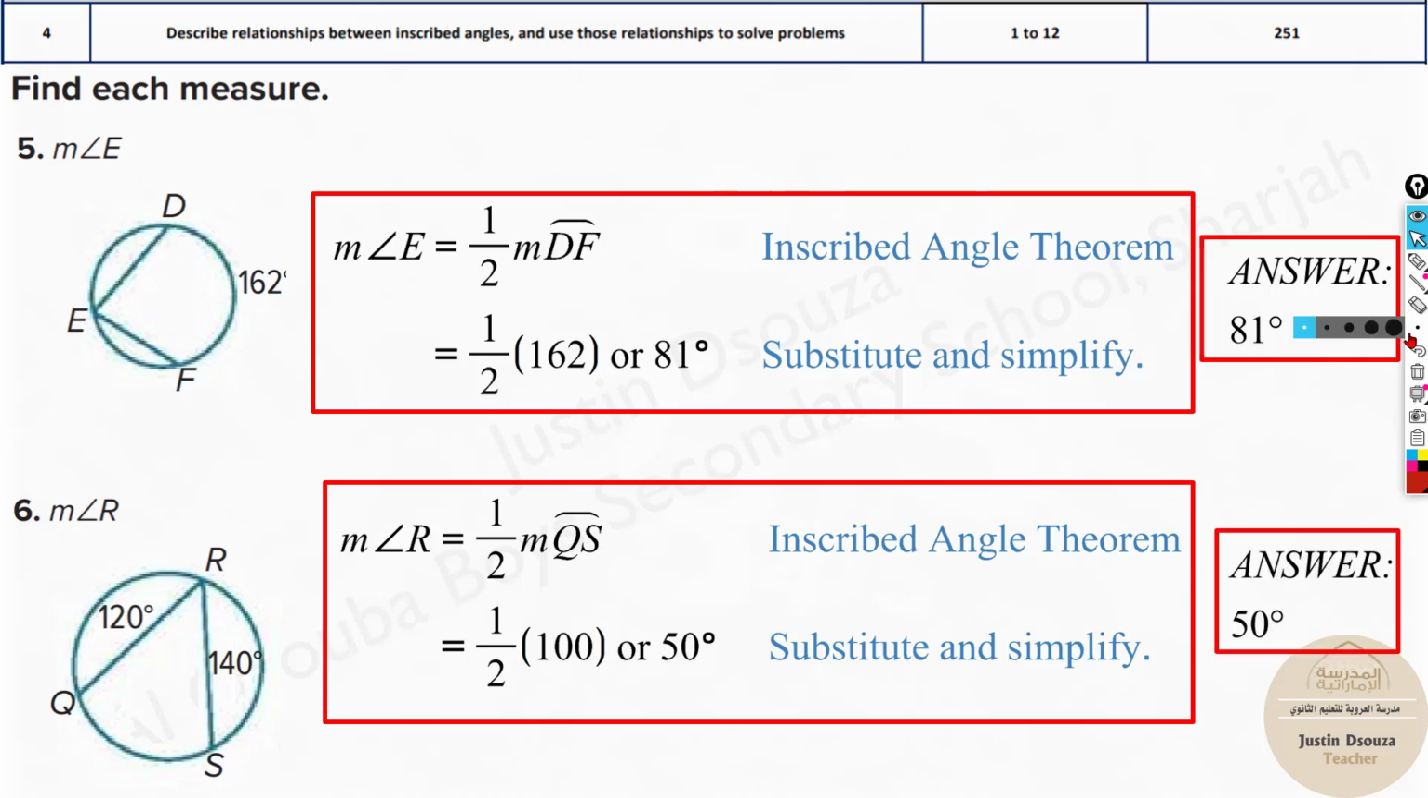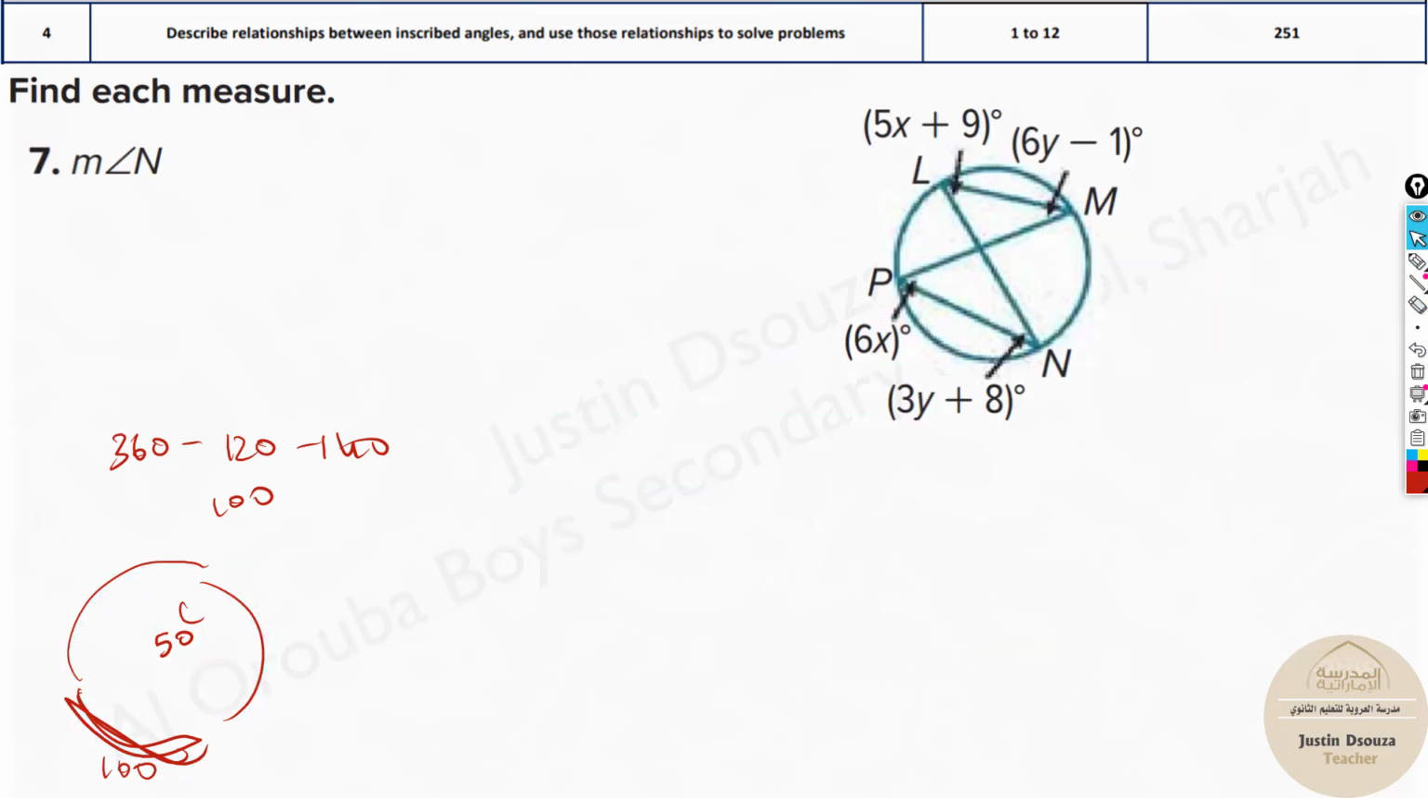And now this one, how exactly would you do it? Here they have told this arc is 120, this is 140. So what is this one? You can add these up and subtract it from 360 degrees. Total is 360 degrees in a circle. 360 minus 120 minus 140. It'll be 260, so 100 is remaining. So this one over here is 100. That arc is 100. So what is the measure of angle R? Half of 100 is 50 degrees. So that is how we can solve it up.